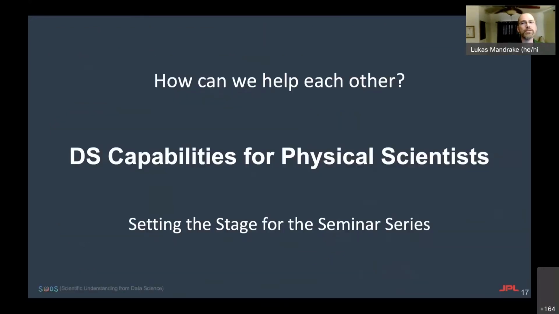Armed with our new data science vocabulary, let's proceed with a broad overview of the understanding-focused capabilities data science brings to physical science analysis. As we proceed, see if you can identify where some of your own SUDS needs or past experience might fall. You'll also note that I say at the top, how can we help each other? I mean this quite literally, because the needs of physical science inquiry also form some of the most interesting data science research challenges that I know.